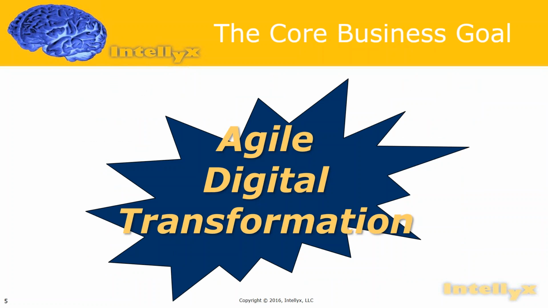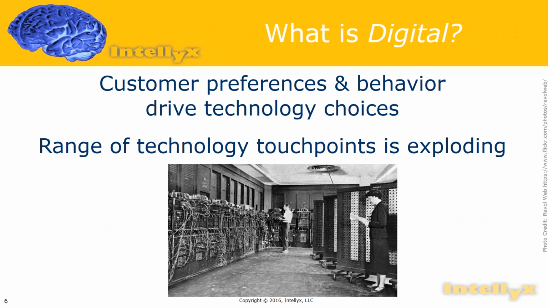So if we roll all this up, the core business goal is what I call agile digital transformation, and just a little sneak peek, that will be the title of my new book as well. So it all fits together. And so we have these three words, and it's important to really understand what we mean by digital transformation, and then what it means to do it in an agile way. So next up, what is digital?